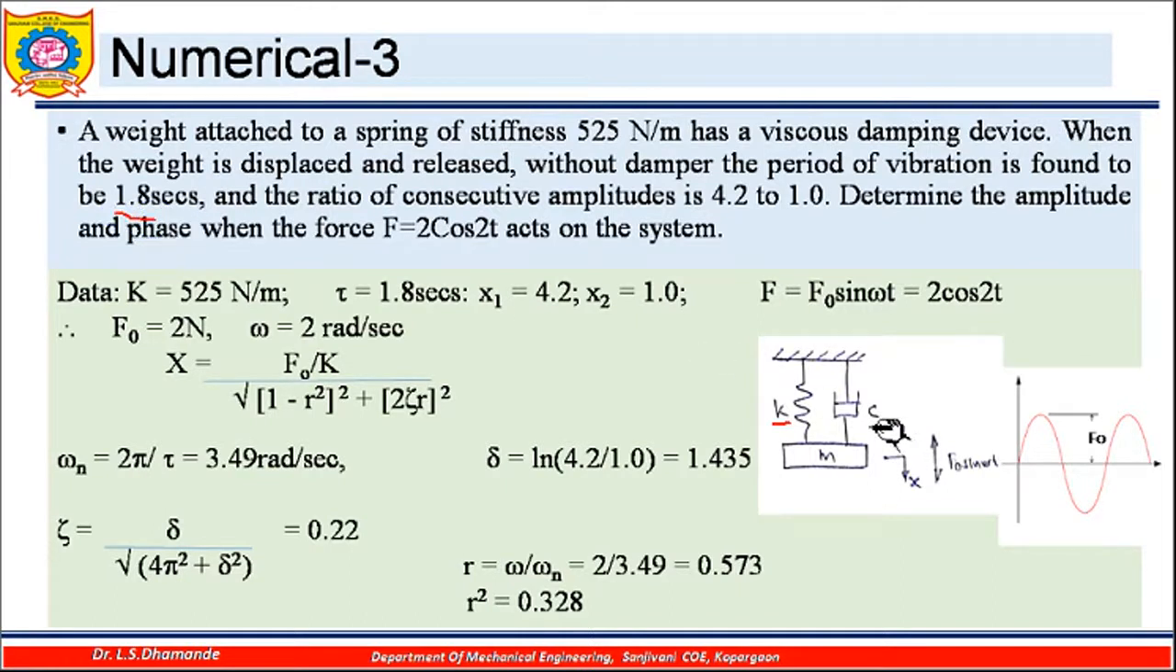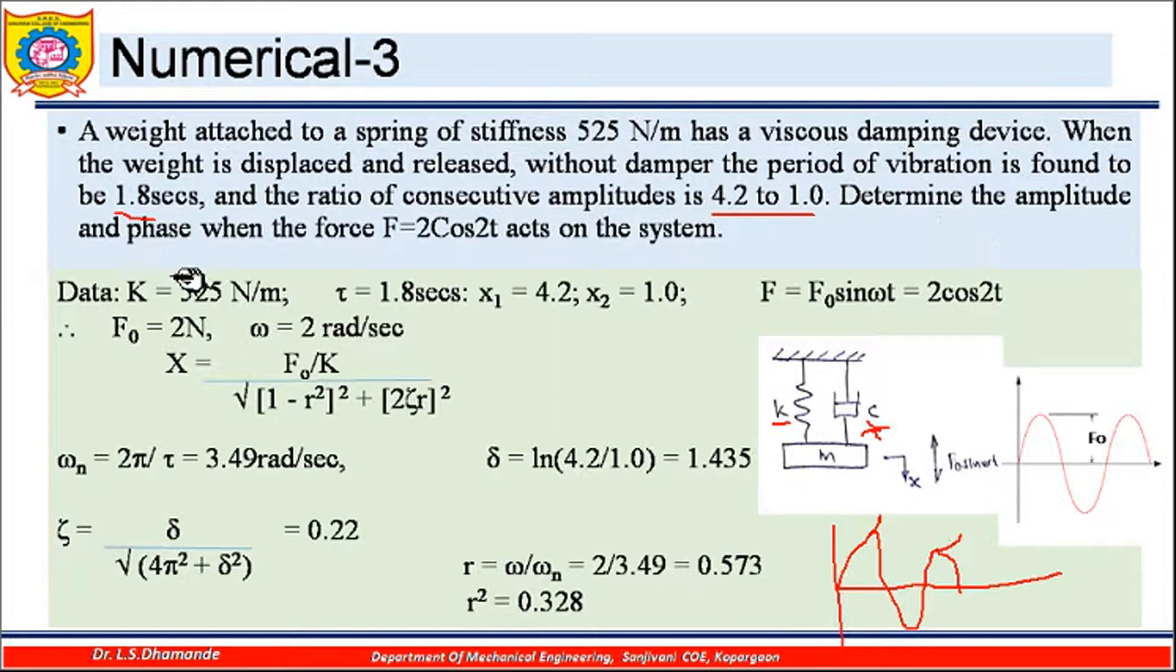So if there is no damper here, and you excite this system, it will give me a period of vibration of 1.8 seconds, and the ratio of consecutive amplitudes is 4.2 to 1.0. Means the first amplitude may be 4.2, and after some period of time, if I plot it this way, there is a second amplitude. So this amplitude is 4.2 and this amplitude is 1.0. So it decrements like this.